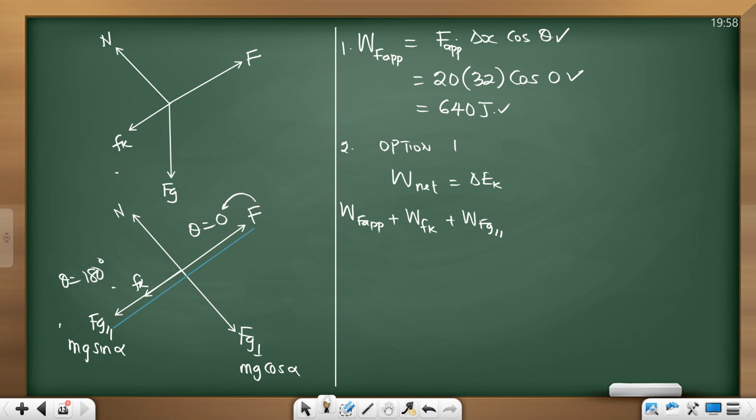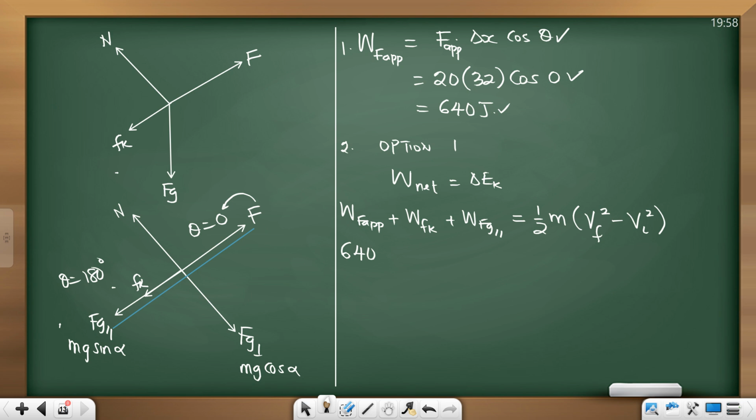Are we good? What is my change in kinetic energy? Half m Vf squared minus Vi squared. Guys, is it making sense? Once you do your substitution well, boom, you're good. Can I continue? It's just a matter of substitution now. Wait, do I have the first one? Yes. Okay.